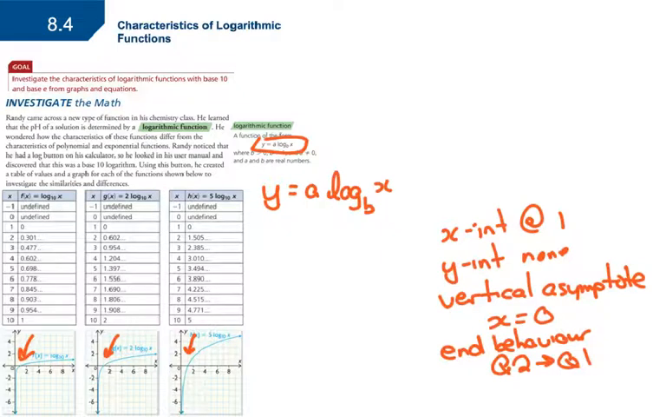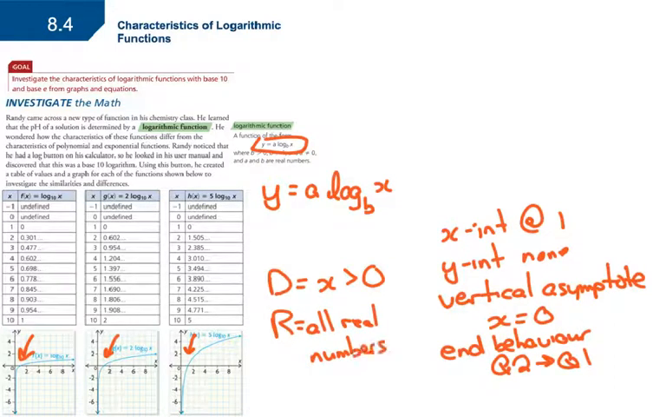The domain, and I'm just out of space here, I'm going to move this off to the left. The domain of all of these functions is any x that is greater than 0 because of that vertical asymptote. And the range of these functions will be all real numbers. They can go from a low of negative infinity to a high of positive infinity. They don't climb as fast as we get further to the right, but they do continue to climb.